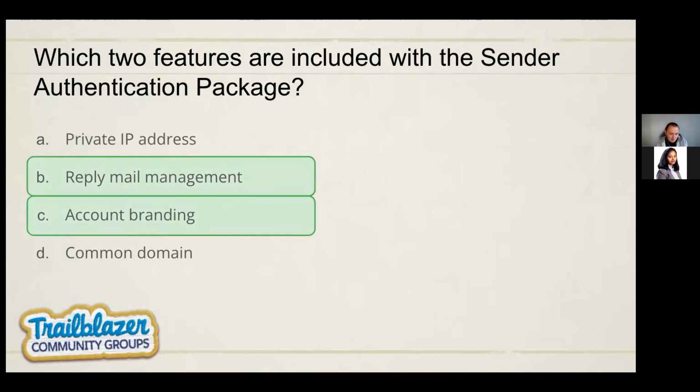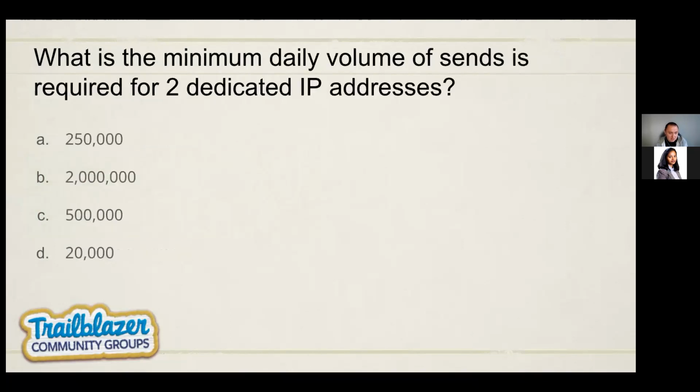I'm going to skip one of the questions, but I'll rephrase it. What is the minimum daily volume of sends required for dedicated IP addresses? I should have said not daily, it's supposed to be monthly. So what is the minimum monthly volume of sends required for 2 dedicated IP addresses? There's a bit of a mix here. Nice, that's right. It is C, because it's 2 IP addresses.